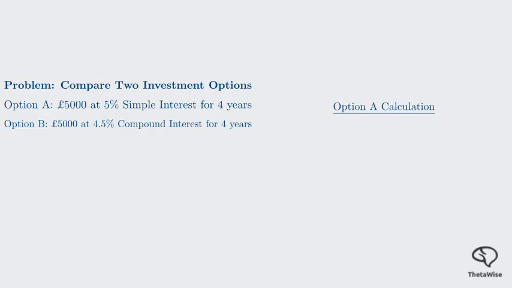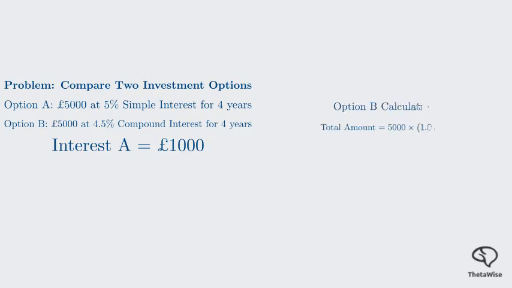Let's calculate option A first using our simple interest formula. Interest equals 5,000 times 5 times 4, all divided by 100. This gives 100,000 over 100, which is £1,000. So, option A earns exactly £1,000 in interest.